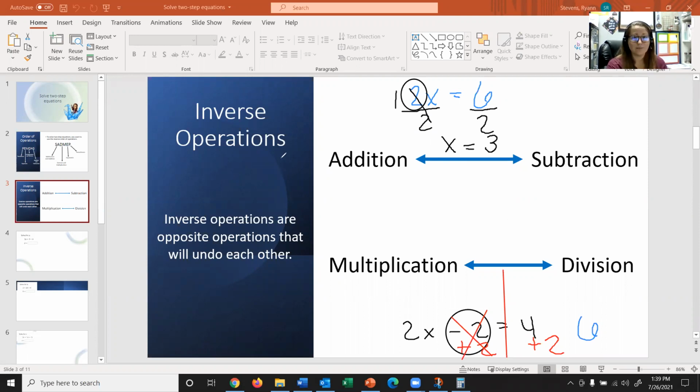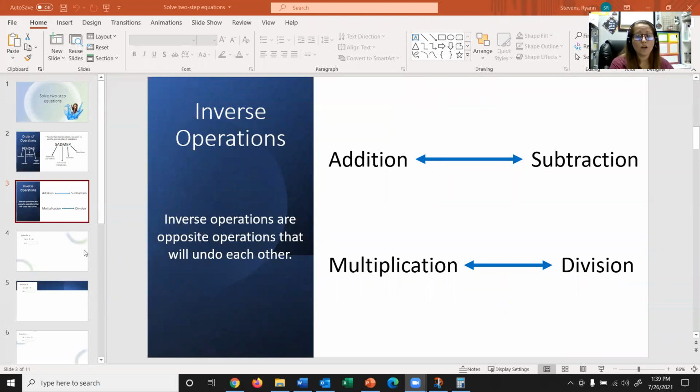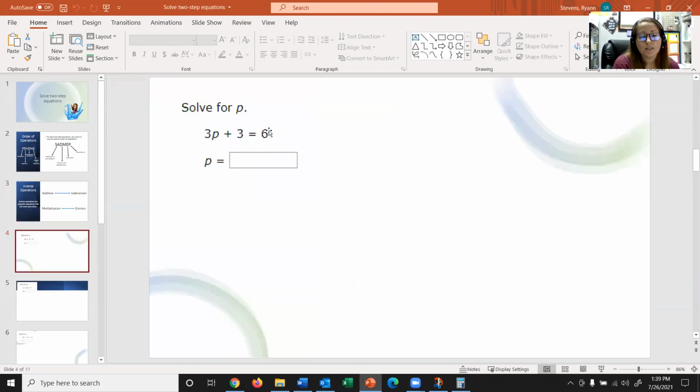Okay, let's take a look at an example of solving a two-step equation. We're going to start with some more simple problems, and we're going to increase the challenge level to practice using these inverse operations and what we have to do to figure out what those variables are. So this first question is going to tell us that we need to solve for P.